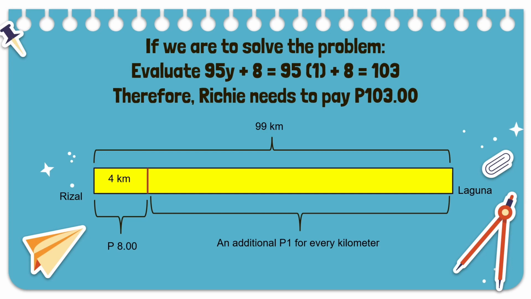Then in order for us to solve the problem, we have to evaluate 95y plus 8. So 95, y will be 1 peso. So 95 times 1 plus 8. That is equal to 103. Therefore, Richie needs to pay 103 pesos.